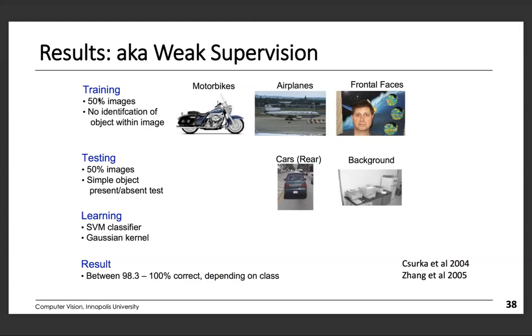So here we said training 50% of images, no identification of objects within the image, testing 50% of the images, again, simple object present, absent test. So it's basic classification. It's not object detection. And the learning algorithm was a SVM classifier with a Gaussian kernel.